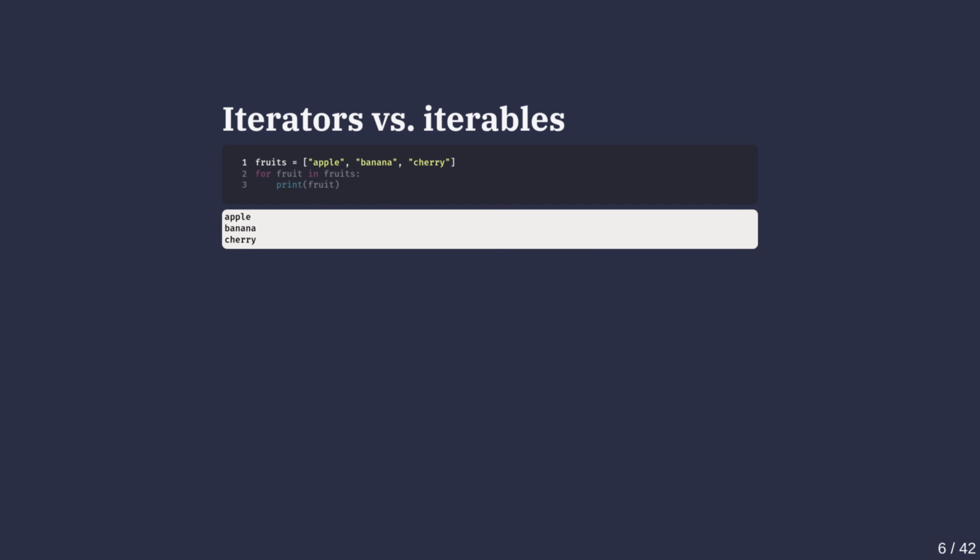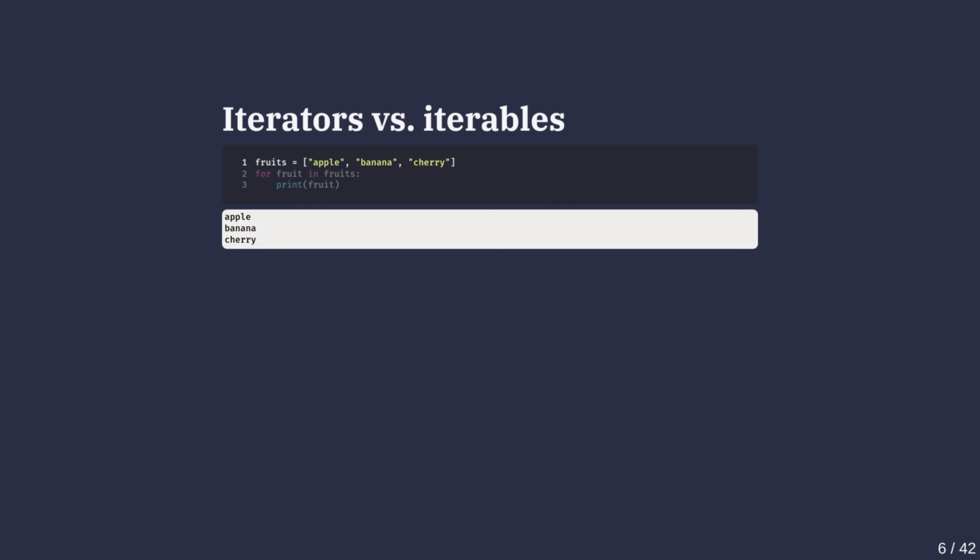An iterator, on the other hand, is an object that produces values one at a time when we call the method next on it. That's exactly what Python's for loop is doing under the hood. It takes the iterable, creates an iterator, and keeps asking for the next value until it runs out.